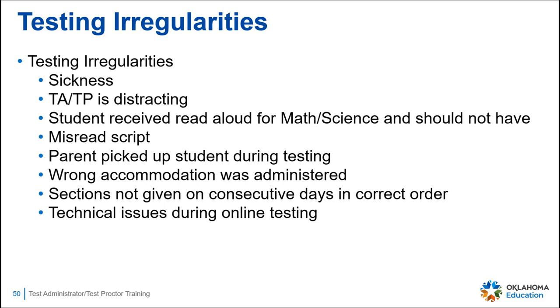Testing irregularities. Testing irregularities include sickness, TA or TP is distracting, student received read aloud for math or science and should not have, misread script, parents picked up student during testing, wrong accommodation was administered, sections not given on consecutive days in correct order, and technical issues during online testing.